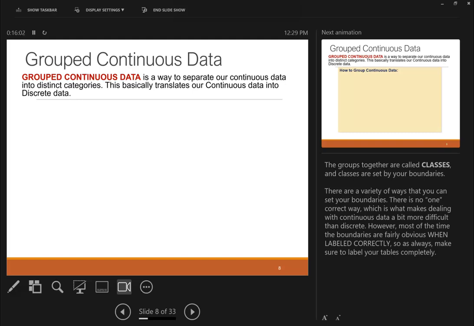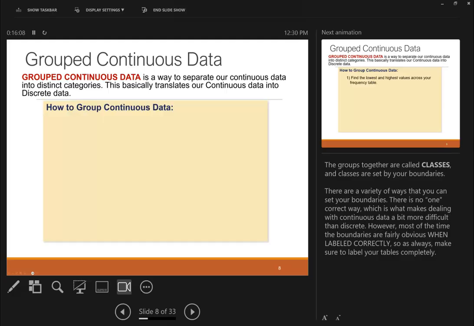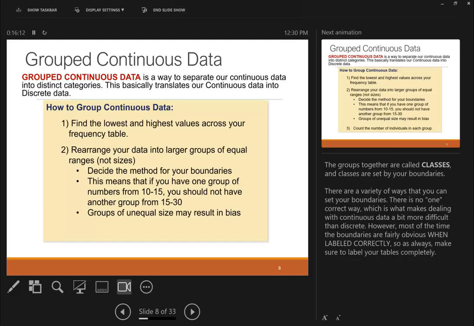If I want to do this also with continuous data, I can basically do the same idea as we did with discrete data. Again, find the highest and lowest, and arrange them into different ranges. Make sure that your groups are the same width, not the same size, the same width. Have the same range of values.